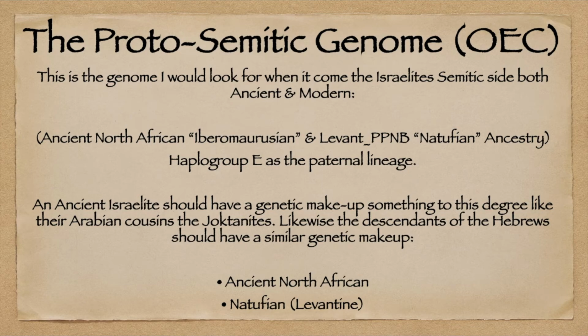An ancient Israelite should have a genetic makeup something to this degree, like their Arabian cousins, the Joktanites. Likewise, the descendants of the Hebrews should have a similar genetic makeup to their Joktanite brothers. Basically, ancient North African and Natufian Levantine DNA.